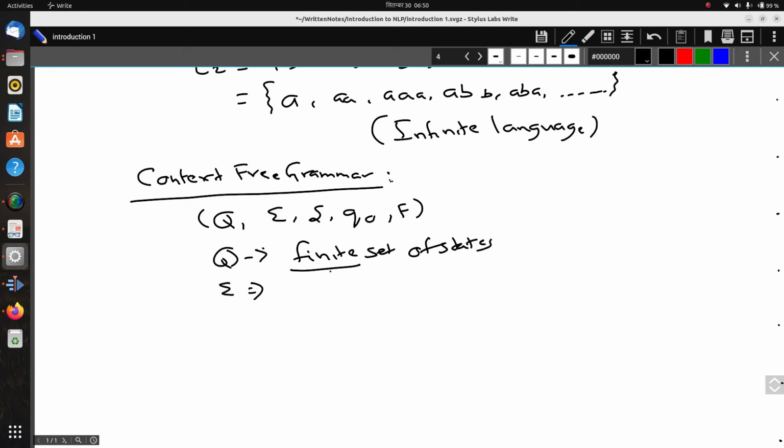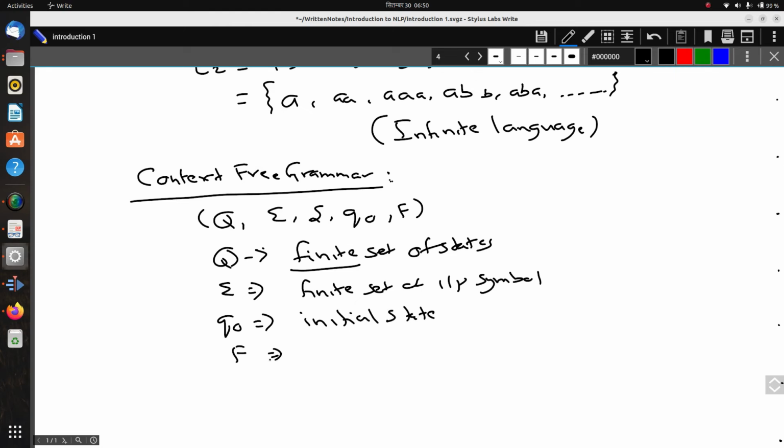Sigma denotes your finite set of input symbols, again has to be a finite set of input symbols. Q naught is my initial state. F is my final state, and delta denotes the transitions from one state to the other. We can also call them transition function.